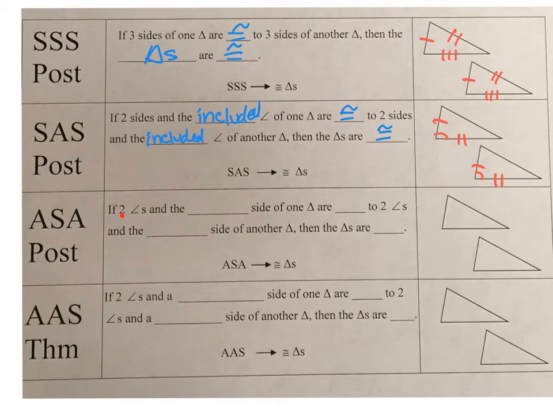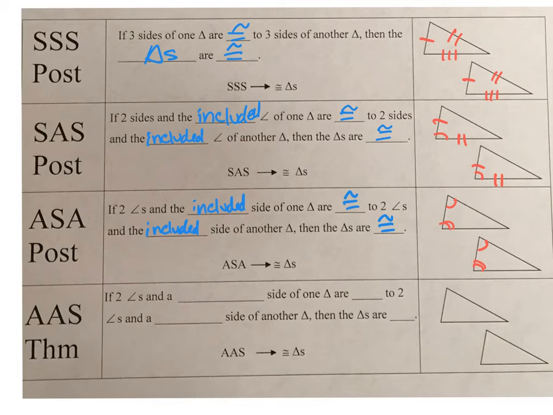And it says if two angles and the included side of one triangle are congruent to two angles and the included side of another triangle, that's enough to guarantee that the two triangles are congruent. Okay, so let's mark that on the diagram. We need to mark two angles. So let's mark this angle congruent to this angle and this angle congruent to that angle.